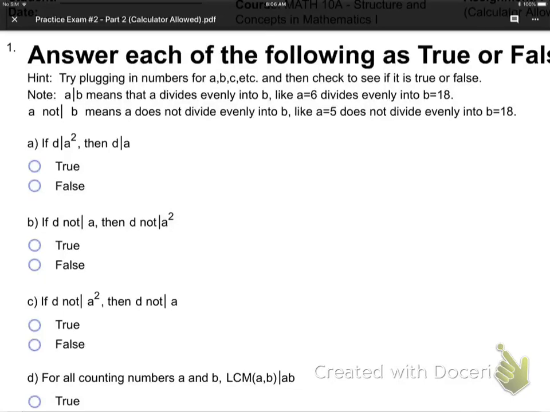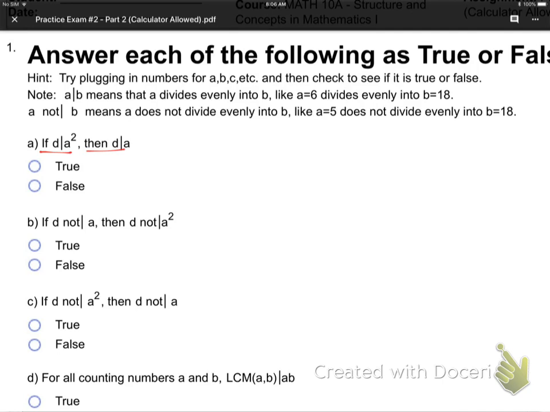Okay, so here we are in part 2. These questions are tricky. These are pretty tricky. Let's try it. So basically it says if then. All these questions in number 1 and number 2 are if then questions.